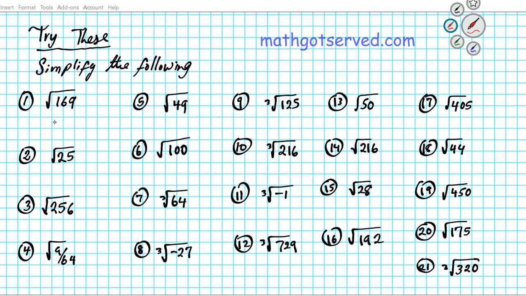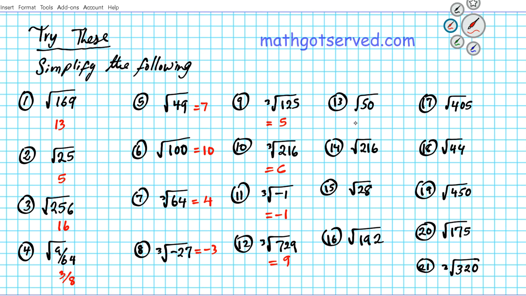Answers coming up. Number 1 is 13, number 2 is 5, number 3 is 16, number 4 is 3 over 8, number 5 is 7, number 6 is 10, number 7 is 4, number 8 is -3, number 9 is 5, number 10 is 6, number 11 is -1, number 12 is 9.